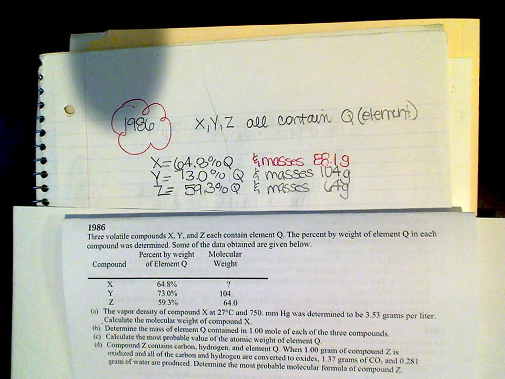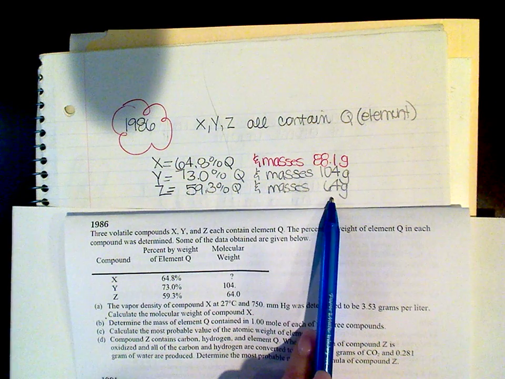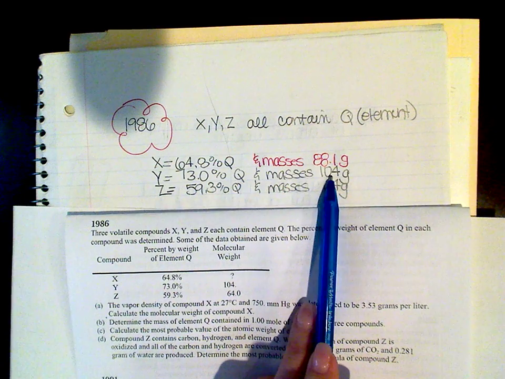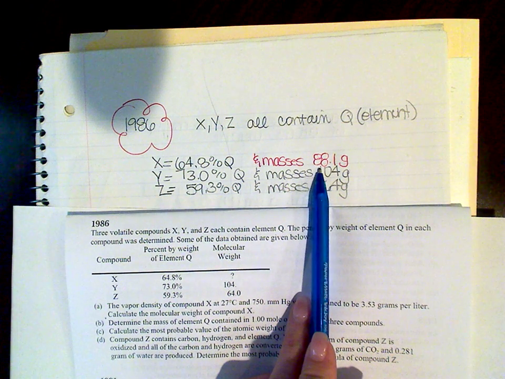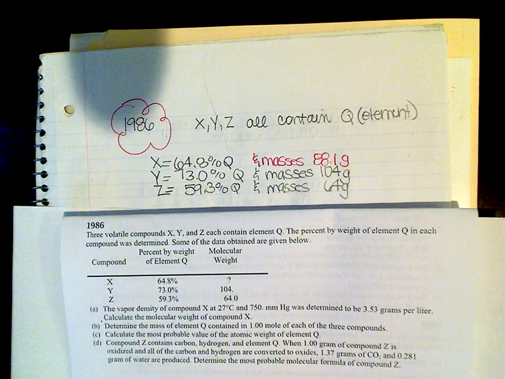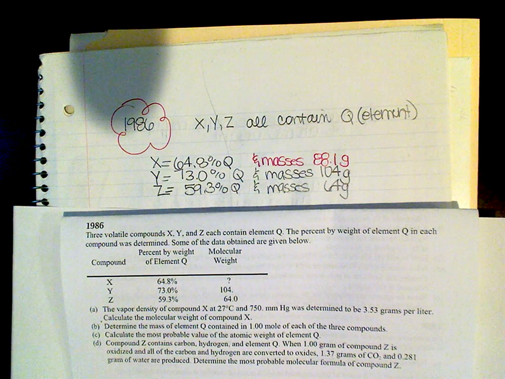So we do know that X, Y, and Z are all compounds, so that means that they are going to be a chemical combination of elements, and all of them have element Q inside of their compound formula. They do give us the masses of the compound Z and Y. They did not give us the mass for compound X. We'll find that later in the problem. And they give us some percent by masses of Q.